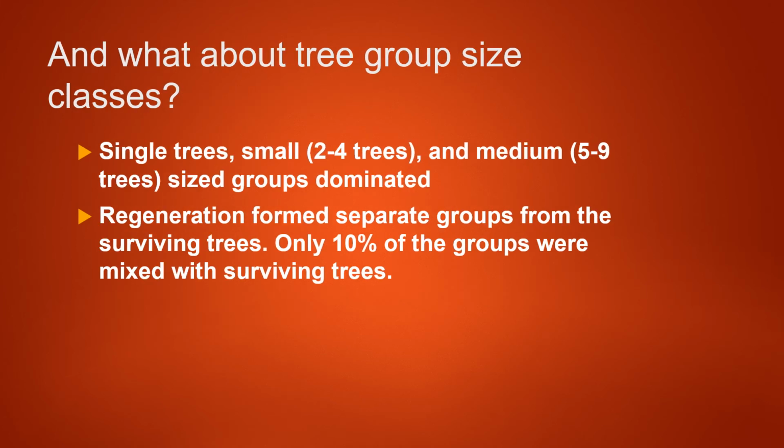And what about tree group size classes? Single trees, small groups of 2 to 4 trees, and medium groups of 5 to 9 trees dominated. This is a consistent pattern from pre-fire to post-fire to the regeneration, and then projected growth of the regeneration into the future. Regeneration forms separate groups from the surviving trees for the most part. Approximately 10% of the groups formed by the regeneration were actually mixed with surviving trees.